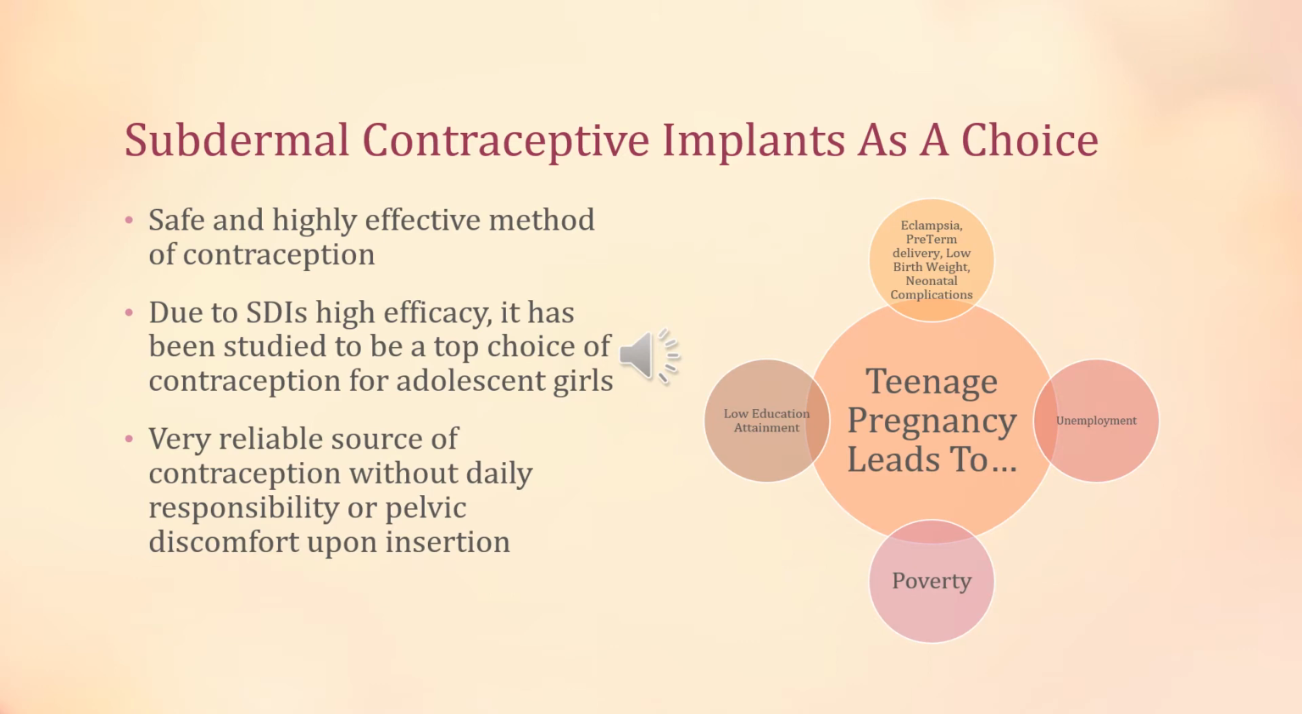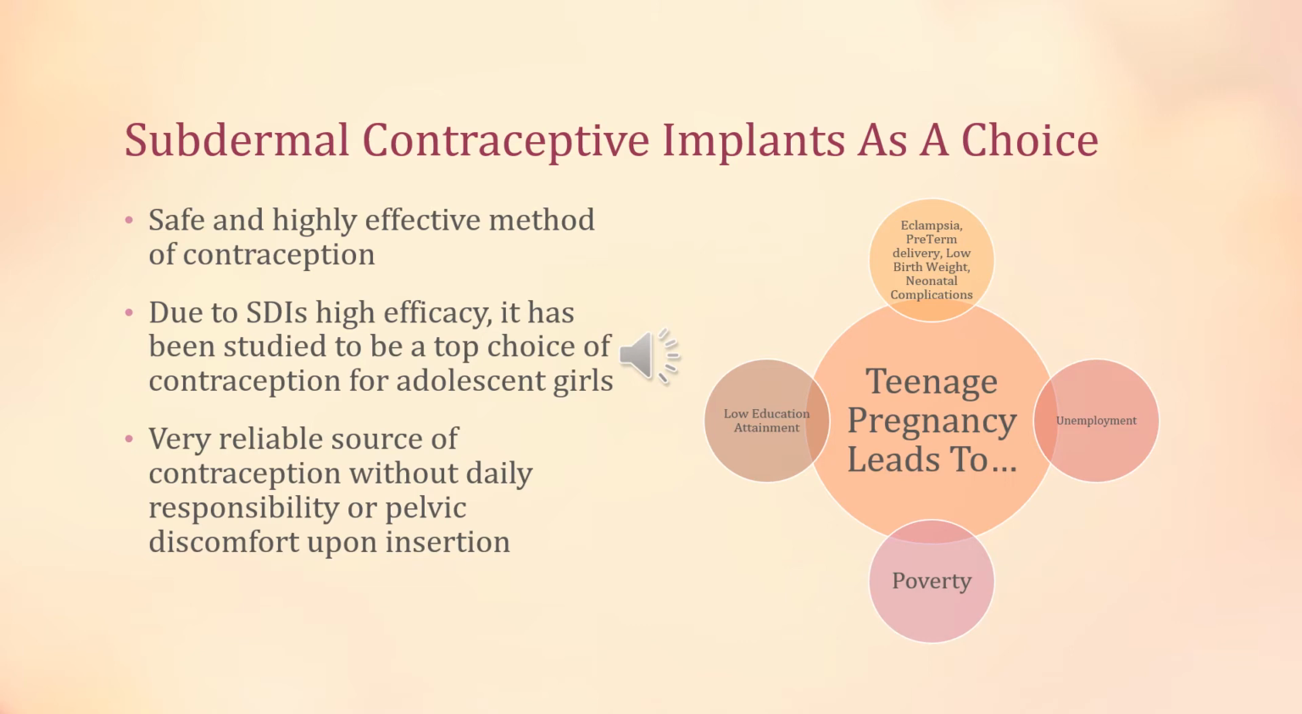Okay, so some subdermal contraceptive implants as a choice. It's safe and highly effective. It has been studied to be a top choice of contraception in adolescent teenagers. It's a very reliable source of contraception without daily responsibility or the discomfort of insertion through the pelvis at insertion time.